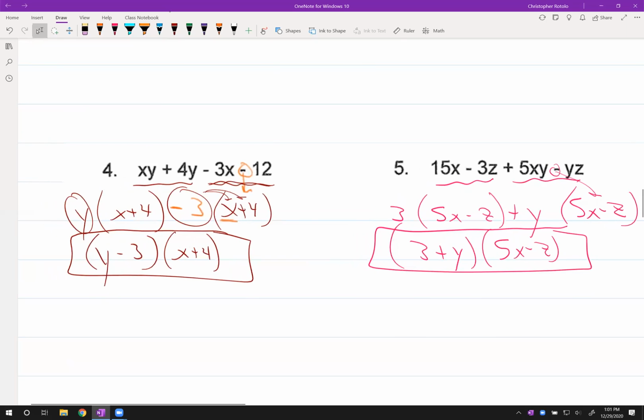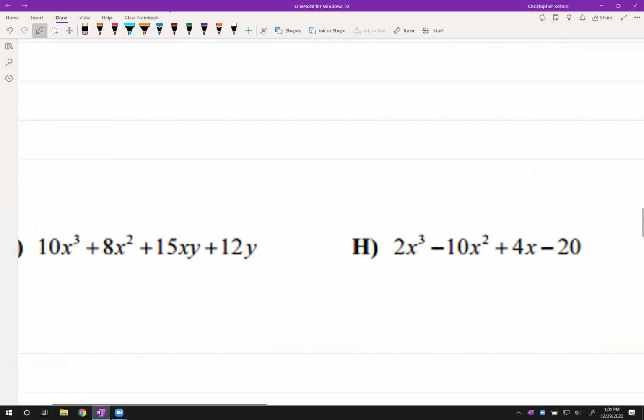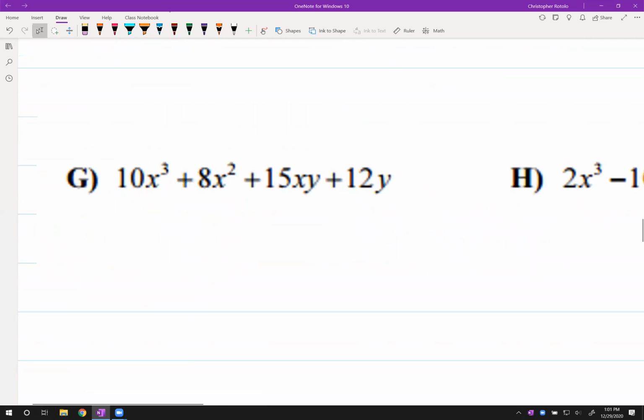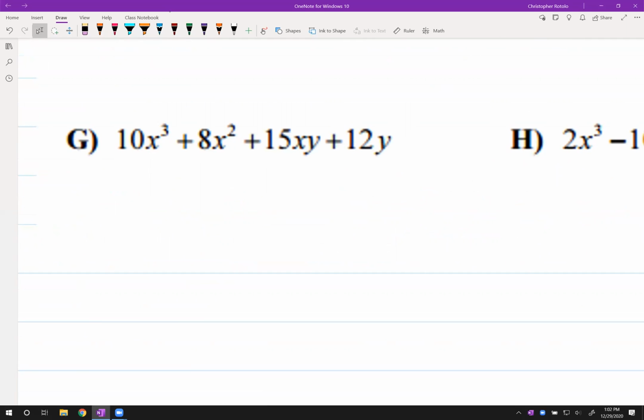Not too bad. Just a couple left here. If you want to pause the video or shut it off, as long as you get these right and you're all set, then that would be okay. I see variables throughout, but I don't see the same variables, so I'm not worried about a GCF on top of my GCF. So let's go, first two: 2, 8, and 10.